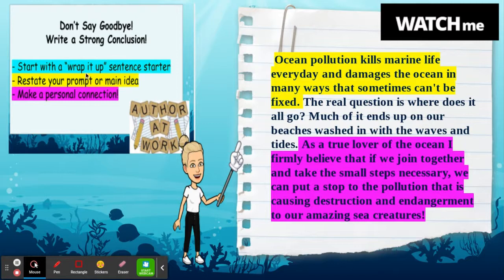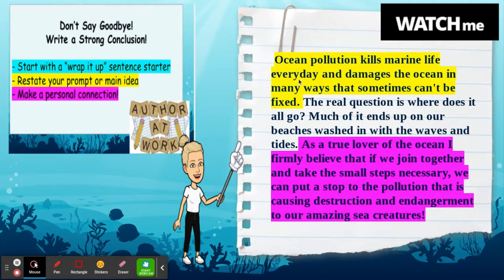I'm going to wrap it up. I'm going to restate the idea, and then I'm going to make a personal connection. Ocean pollution kills marine life every day and damages the ocean in many ways that sometimes can't be fixed. The real question is, where does it all go? Much of it ends up on our beaches, washed in with the waves and tides. As a true lover of the ocean, I firmly believe that if we join together and take the small steps necessary, we can put a stop to the pollution that is causing destruction and endangerment to our amazing sea creatures.